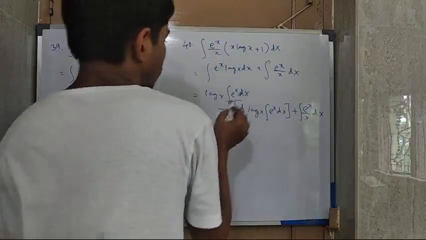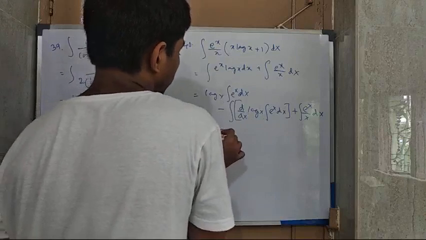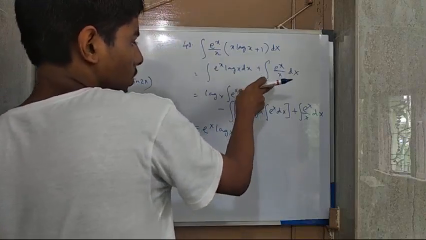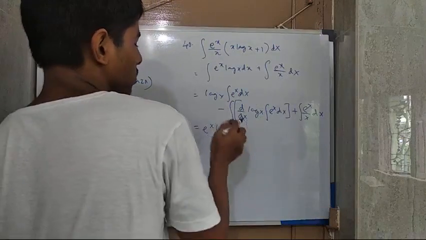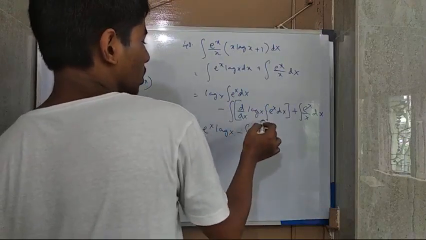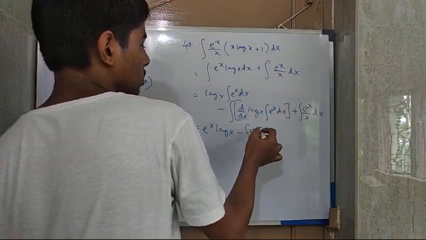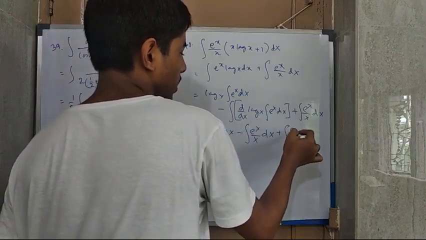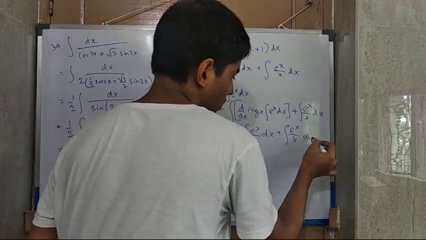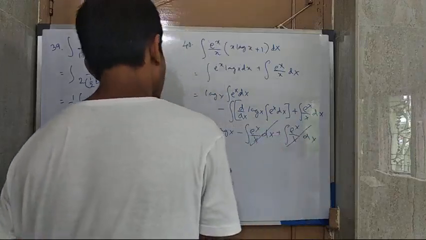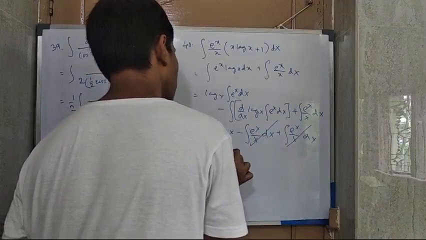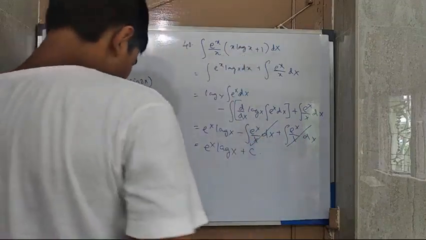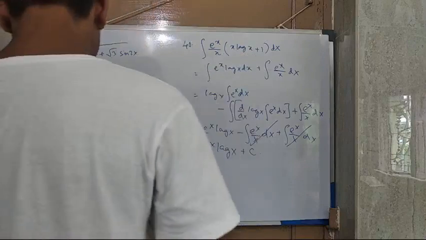Okay, so this is actually e to the power x log x, because integral of e to the power x dx is only e to the power x, multiplied by log x. This is actually 1 by x and this is e to the power x. So this is e to the power x by x dx plus integral e to the power x by x dx. So both of them cancel out and your final answer is e to the power x log x plus c. So this is our 40th integral. Let's proceed for the 41st.